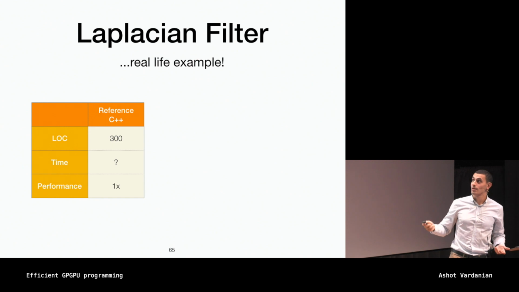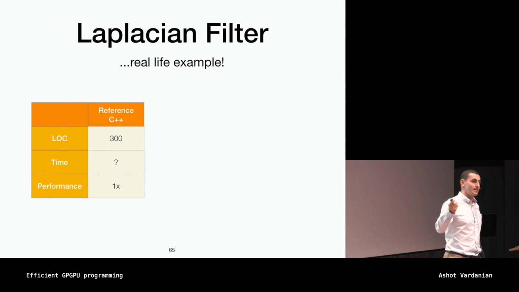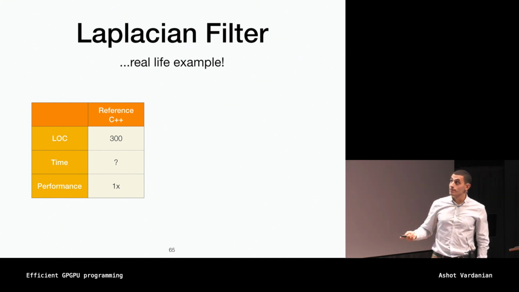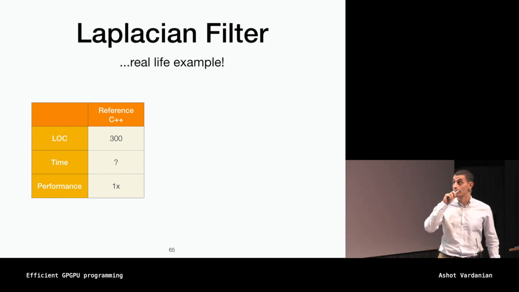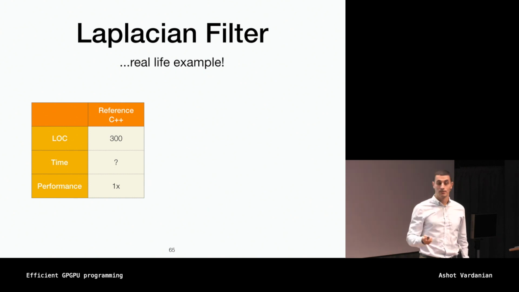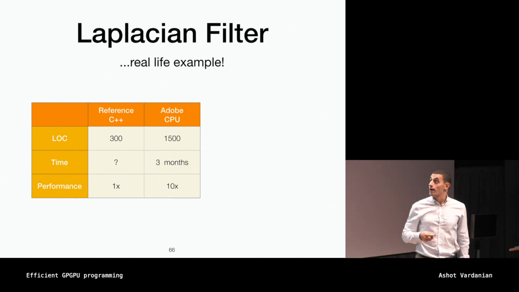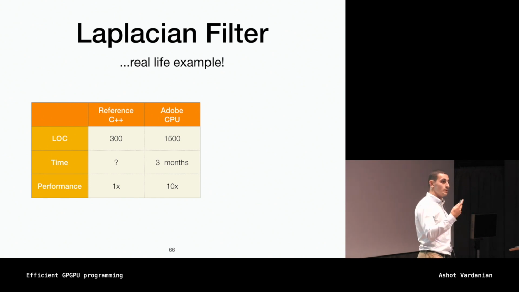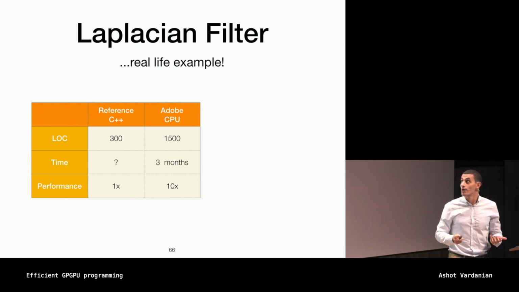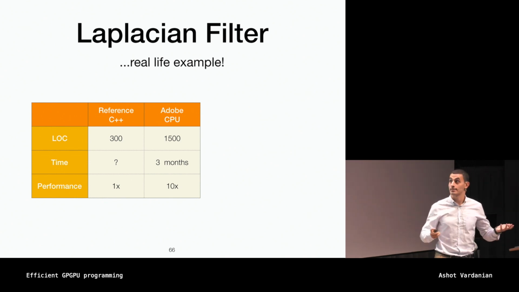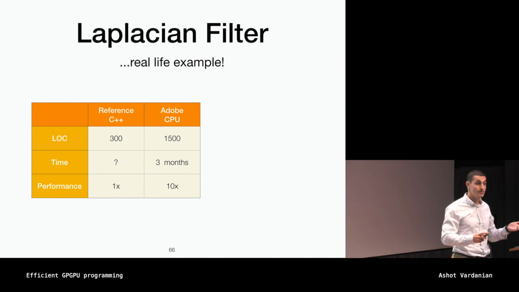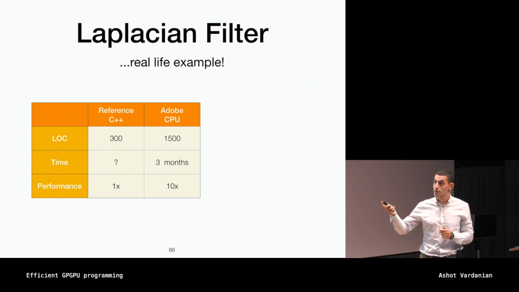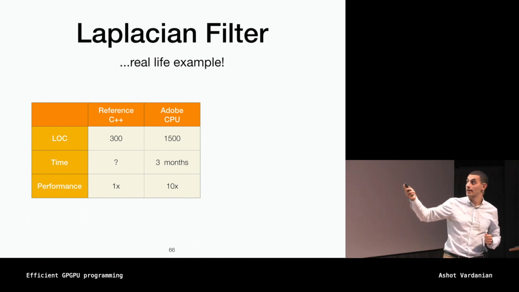How much less time? Well, that was actually an even more sophisticated example. The image filter that I've shown was a blurring filter. There is a Laplacian filter, which is sometimes used in, let's say, computer graphics and computer vision problems. The reference implementation for the Laplacian filter is about 300 lines of code. Adobe, a company responsible for image editing software like Photoshop, wanted to build a faster solution for their devices. They hired an engineer who spent 3 months working on the implementation. He ended up with a 10 times faster solution, which was 1,500 lines of code in length.